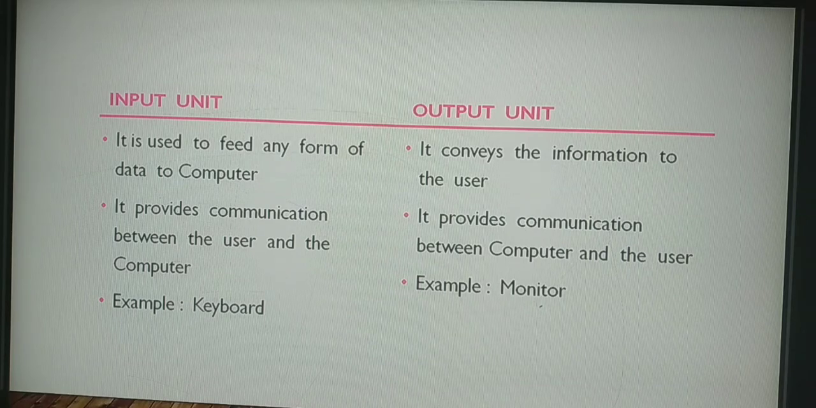Here, what's the example? Yes, keyboard is an example I have given here. Whatever example you are able to remember and is easy for you, you can write that one. The next one is your output unit. For this also the example I have given here is monitor. Whatever other example is easy or familiar for you, you can write that example. So clear with this one? Neatly copy this in your book. It must be neat.